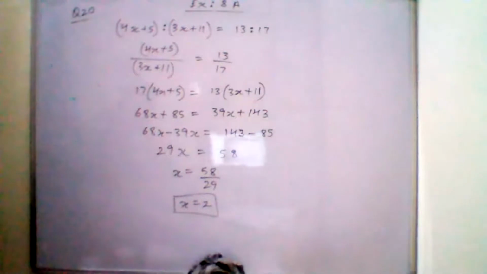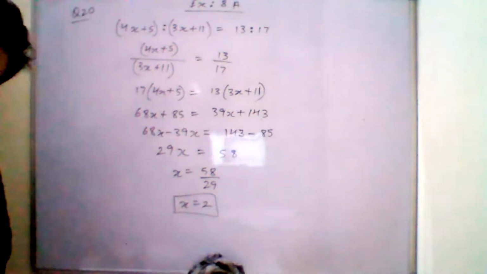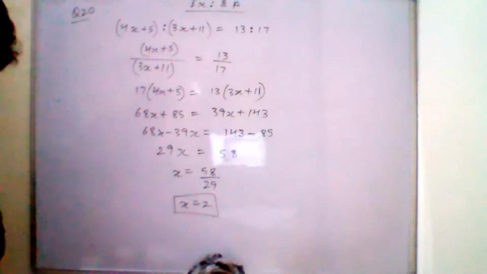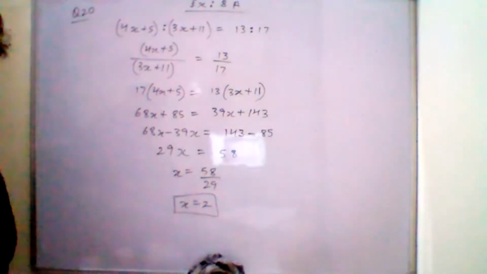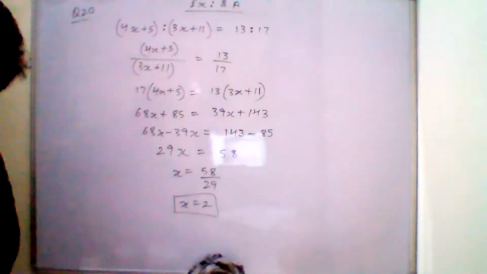Let us do a quick recap. Center. Radius. Chord. Diameter. Arc. Semicircle. Circumference.